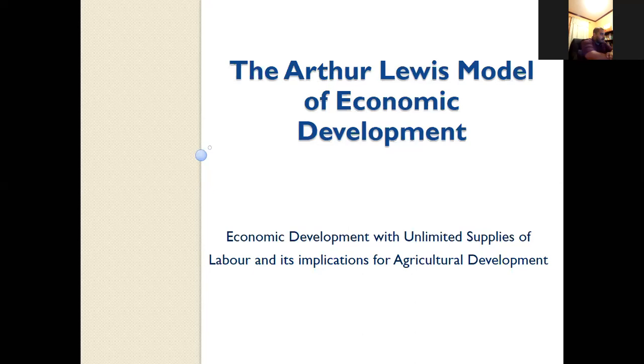The reason why it becomes very important is because Lewis's work is premised on labor. So as you can see from the title of his work, it's Economic Development, but under considerations for unlimited supplies of labor. Now, what that tells us is that in his work, labor plays a very important role. And so obviously, there must be a reason why he is holding the supply of labor in this economic development framework as being unlimited.